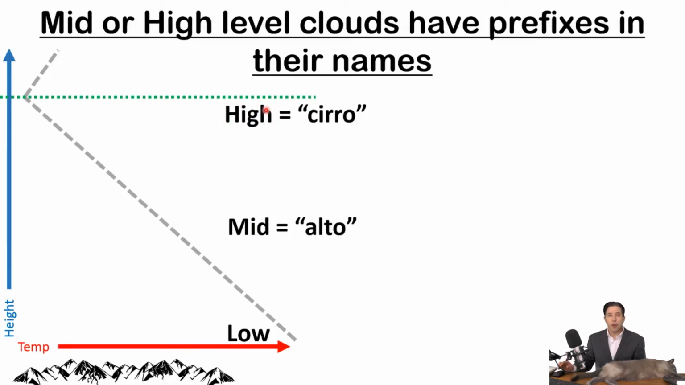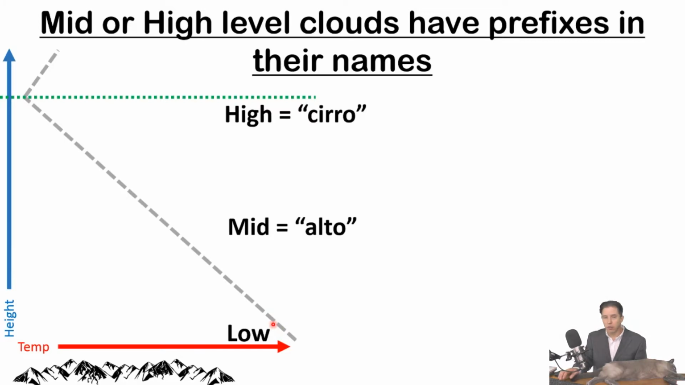So if we have a cloud that's in the upper part of the troposphere, we call it a high cloud. It is going to start with the prefix cirro. If we have a cloud that's sort of in the middle, it's going to start with the prefix alto. If we have a cloud that's down low, it does not have a prefix at all.